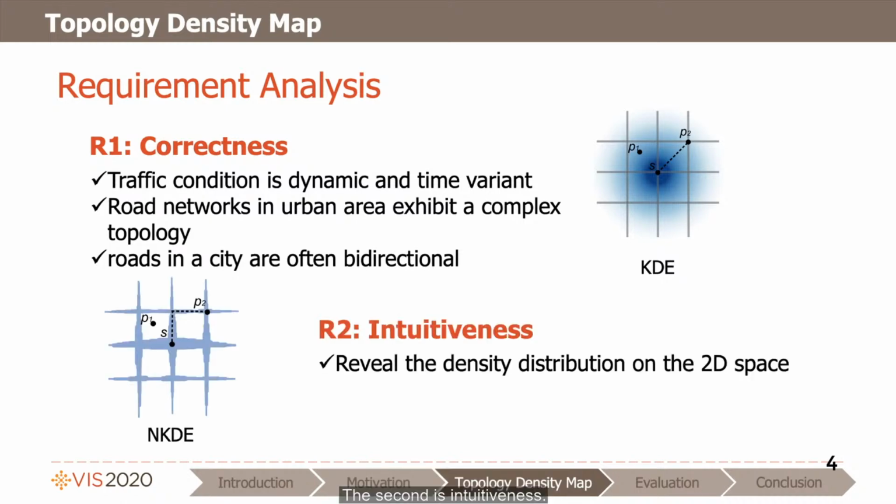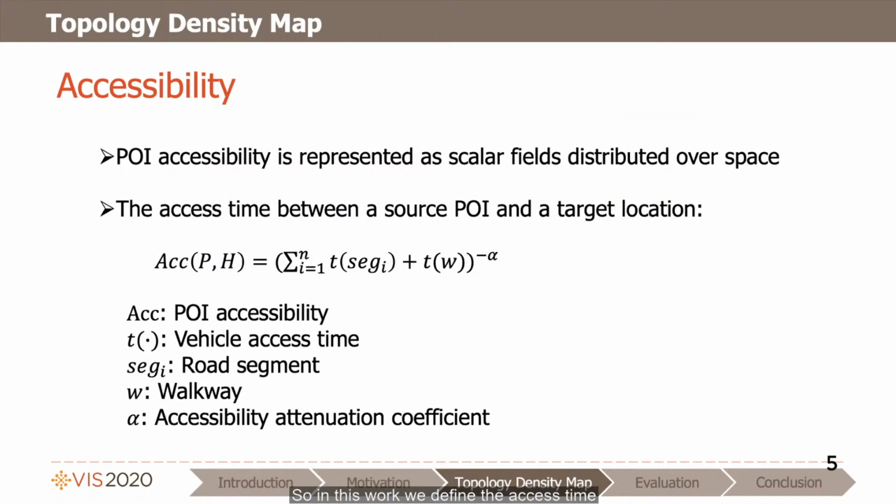The second is intuitiveness. As the figure shows, network KDE can only measure the density propagation along the road network, which provides 1D measurements and lacks the density fields over a 2D space. However, most human activities take place at locations not covered by road networks in a city. The visualization is unintuitive, making urban analysis less effective. So, in this work, we define the access time between a source point of interest and the target location, and use scalar fields distributed over space to represent it.